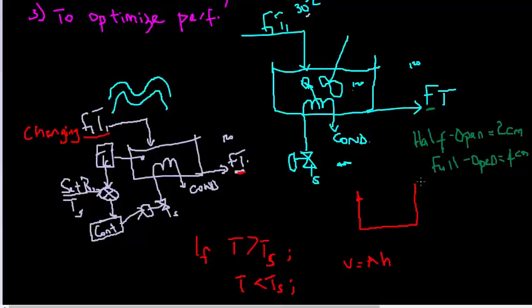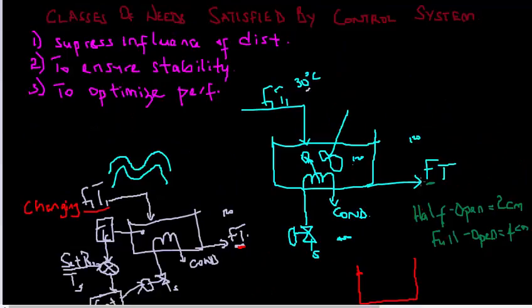But do not forget that when we earlier started, we said that these are the reasons why we need to use a control system: to suppress the influence of external disturbance. In the next video, I'm going to be explaining how to ensure the stability of the process.